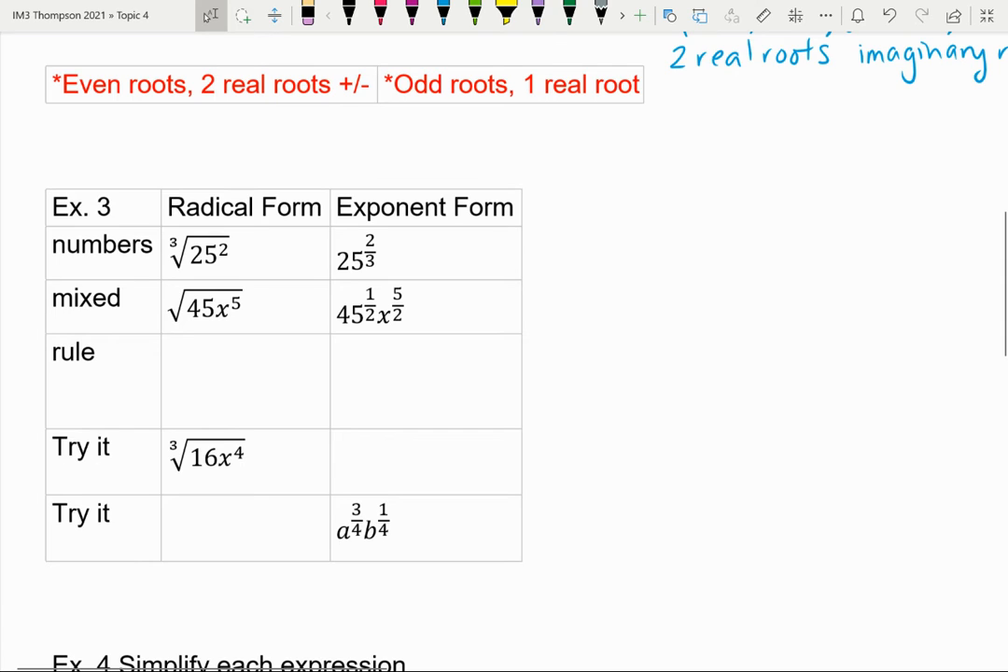Okay, so when we look at an example for numbers, in radical form, if I were to write the cubed root of 25 squared, if I write that in exponent form, the index becomes the denominator. So the 2 in the exponent stays, and the 3 becomes the denominator. I have 25 to the power of 2/3. Sometimes I can simplify these and sometimes I can't.